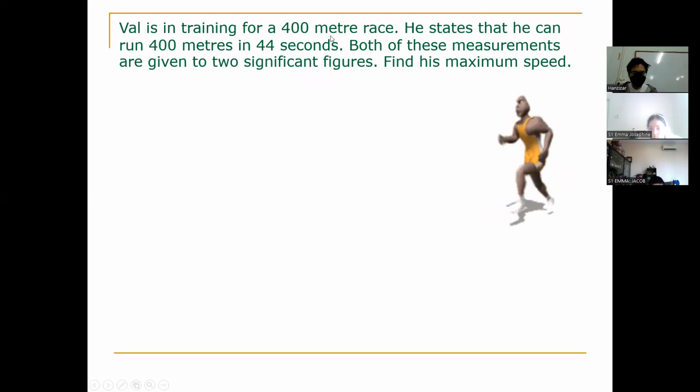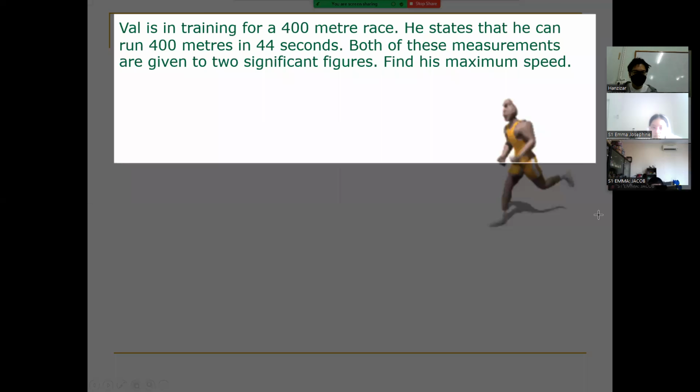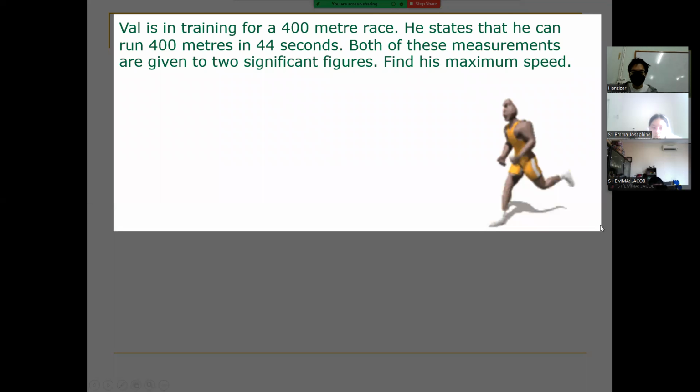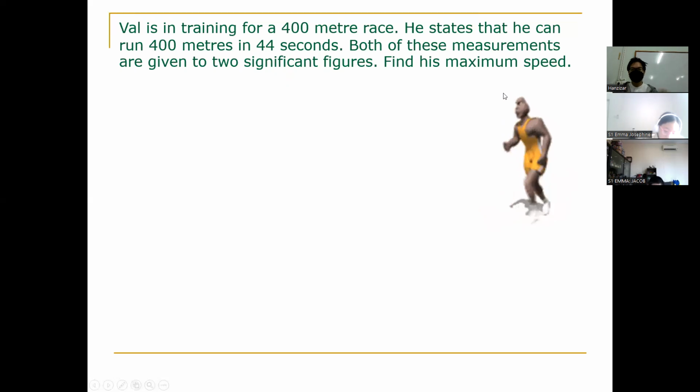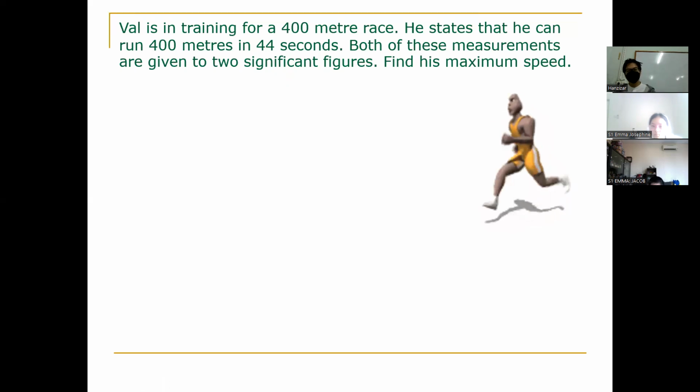Oh, there you go. Val, with Val. The guy that has long hair and is running. He states that he can run 400 meters in 44 seconds. Both these measurements are given to two significant figures. Find his maximum speed. Okay, let's do it.